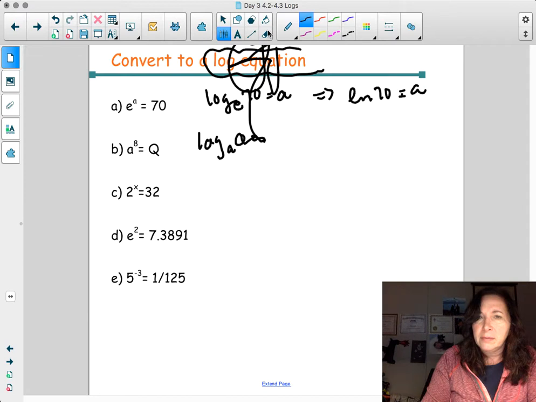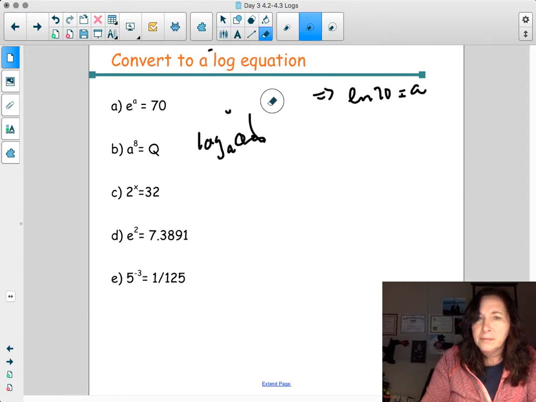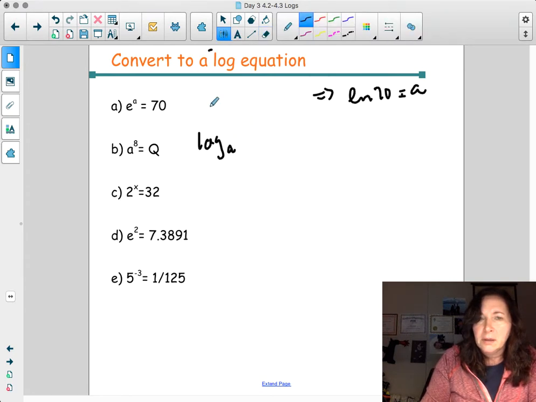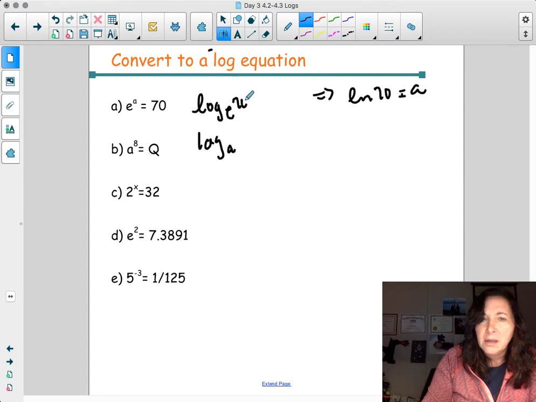Having some problems with this, so let me erase all this stuff here. So what did I do here? This was log base e of 70 is equal to a. For this problem, we had log base a of q is equal to 8. For this one, we would have log base 2 of 32 is equal to x.